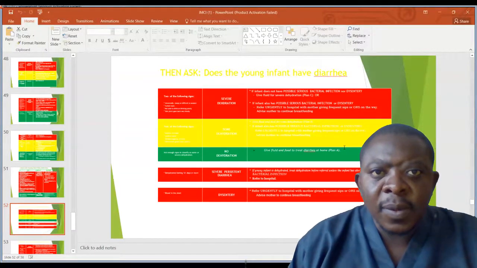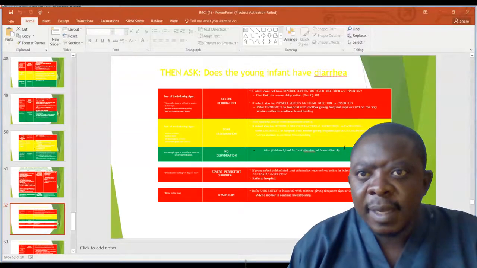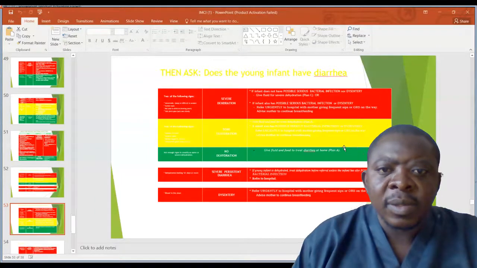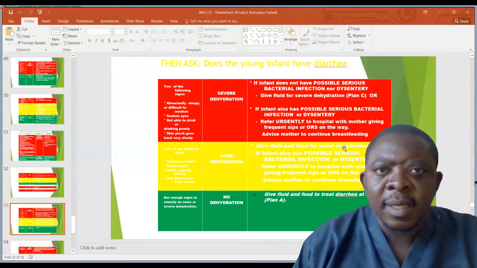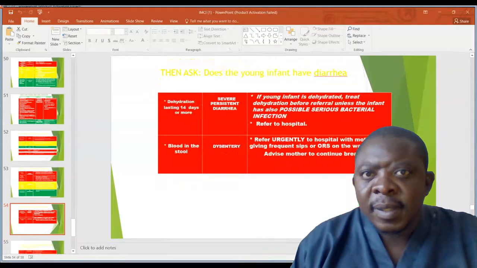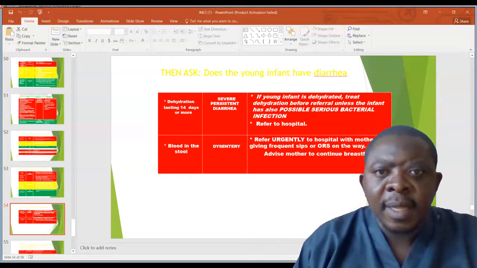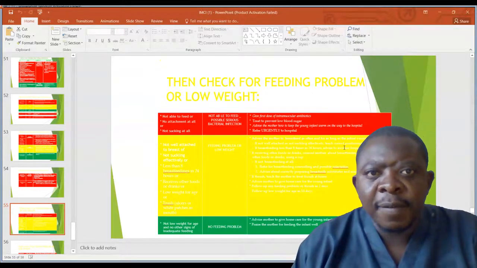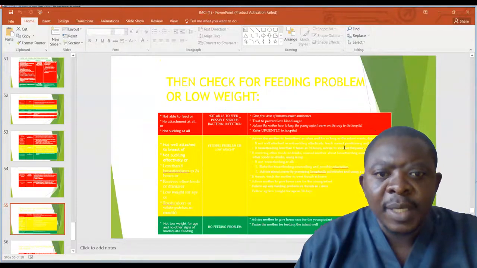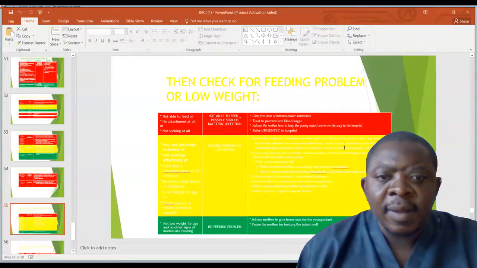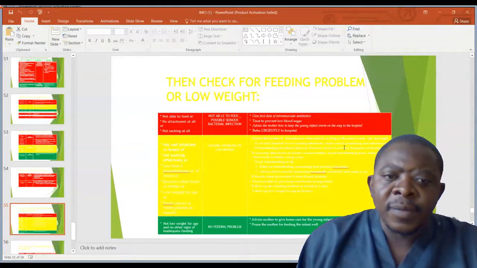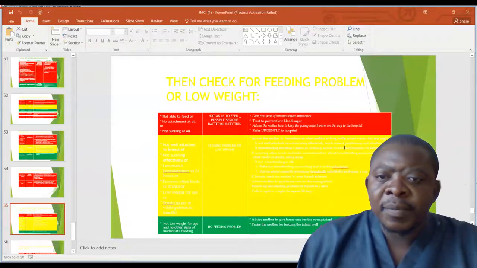Okay, so then you can ask, does the young infant have diarrhea? So there, the diarrhea one, we have to classify it. Okay, so you can also check for feeding problem or low weight and classify as under green, no low weight for age and no other signs of inadequate feeding. So then that one to be no feeding problem, advise mother to give home care.